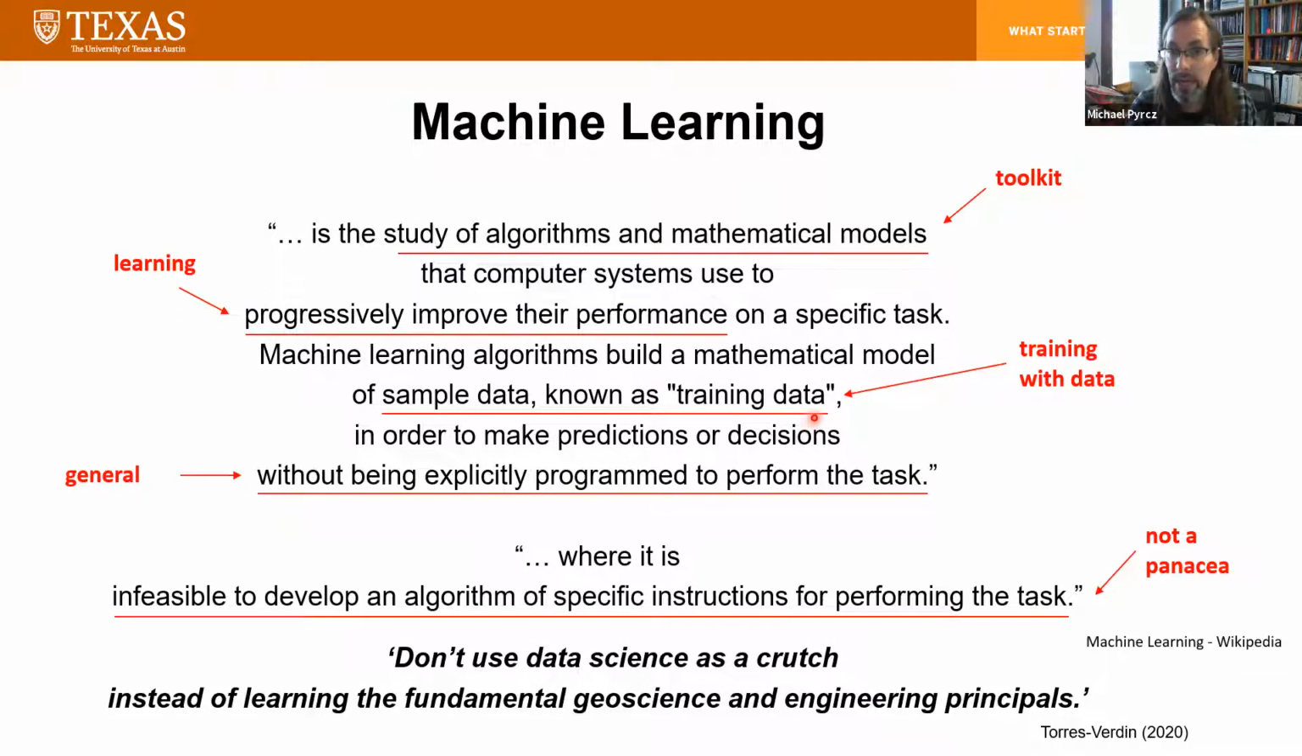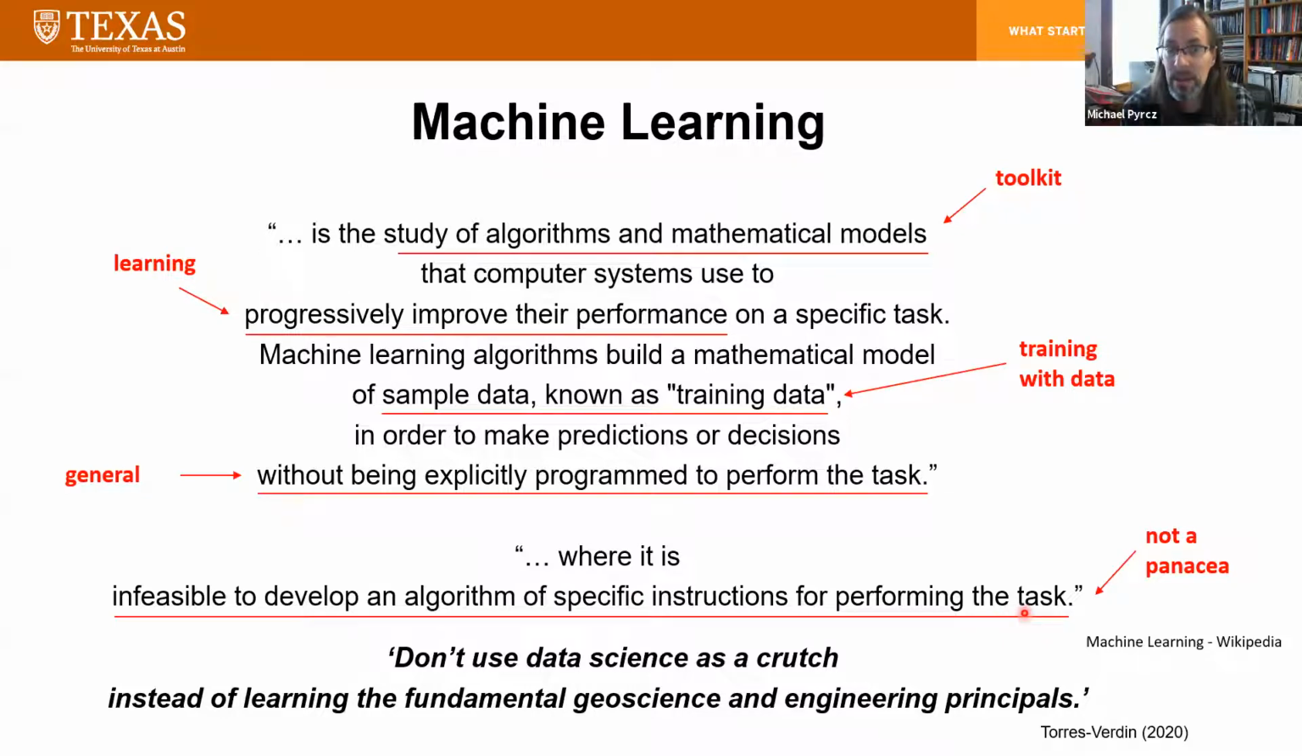based on training data in order to make predictions or decisions without being explicitly programmed to perform that task. They're general. One model can work on a wide variety of problems. Okay, so far so good. A lot of people stop there. If you read to the very end of the article, you find the following: where it is infeasible to develop an algorithm with specific instructions for performing the task.